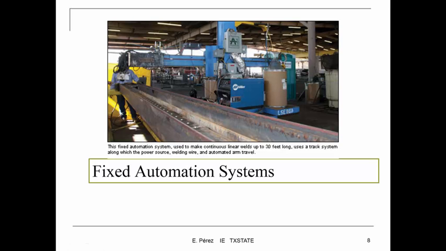Okay, so let's start with the first one. This is the fixed automation system. As the name says, it will have a lot of machines and automated systems running this production strategy. I have an example here of a fixed automation system. This is a robot that is used to weld, 30 foot long. It will travel on this line or track to perform the work that it's supposed to do.